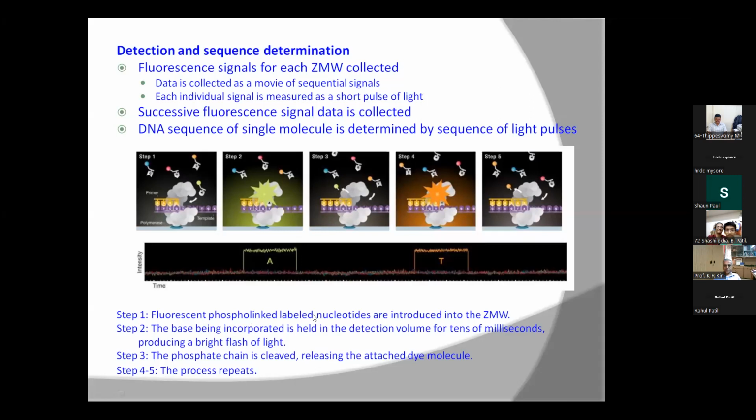So fluorescent phospholipid labels are introduced, ZMWs. This is one ZMW. Like this, there are millions of ZMWs in a plate, in a flow cell. So a base being incorporated is held for tens of milliseconds and produces a light, and it is captured. Now this is happening almost at the rate of 250 to 500 bases per second. And the phosphate chain is cleaved, releasing the dye molecule, and the whole process is repeated.